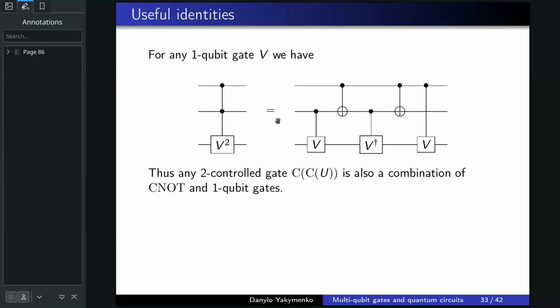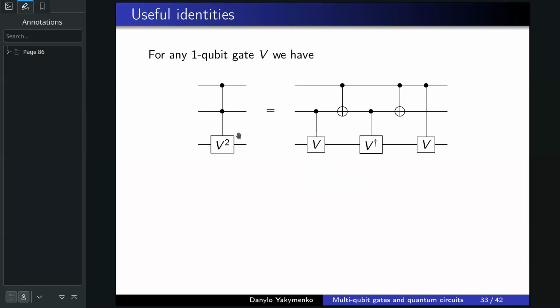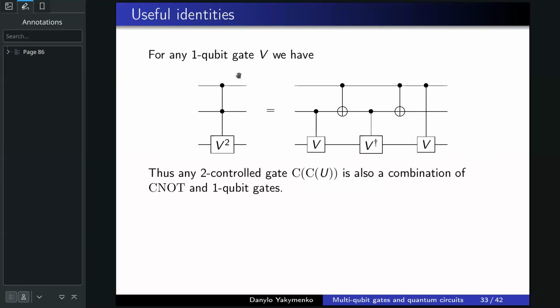And again, you may see that this circuit looks harder, but in fact, it has simpler elements. So here we have two controlled operations, and here we have only one controlled operation. And moreover, we can further expand these one controlled gates by this identity. So in total, any two controlled gate is also a combination just of CNOT and 1 qubit gates.